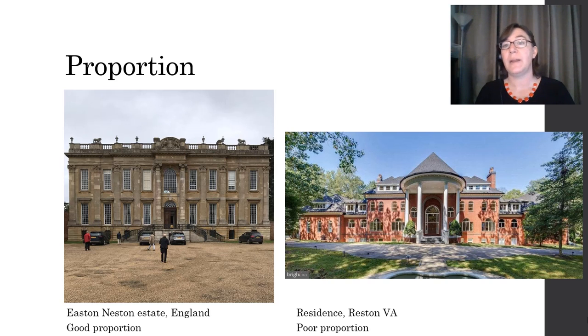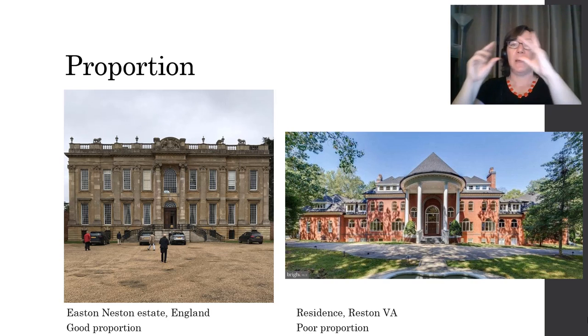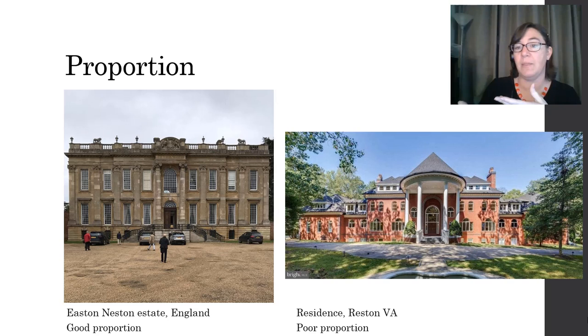On the right-hand side here, we have an example of a residence in Virginia, poor proportion, and we can see that the cone-shaped portico here at the front of this building is massively overscaled in proportion to the rest of the building. All right, so there's an error in proportion.